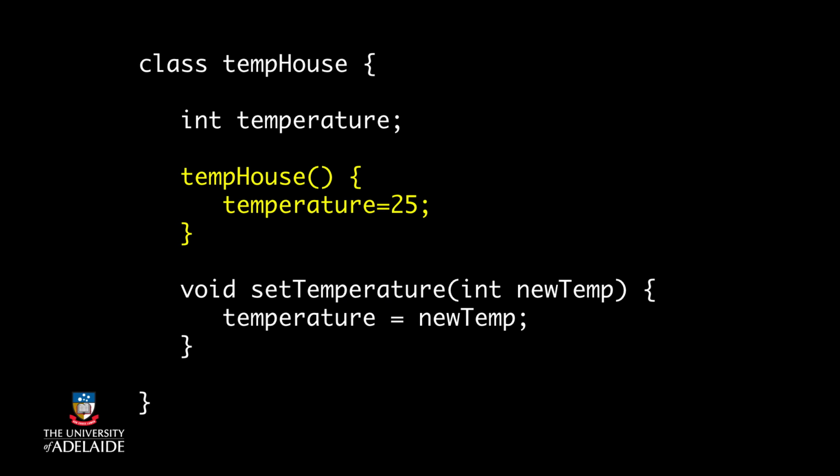But we also have control over how our objects are created. This is a special function called a constructor. It gives Processing instructions on how to build new objects from this class. In this case, I've said that every house we create starts with the temperature set at 25. You can always tell a constructor because it looks like a function, but it has the same name as the class and has no return type.